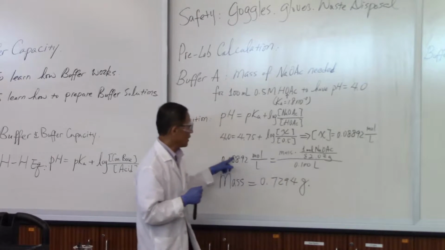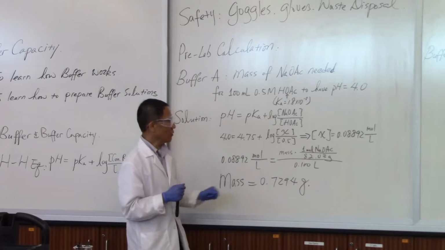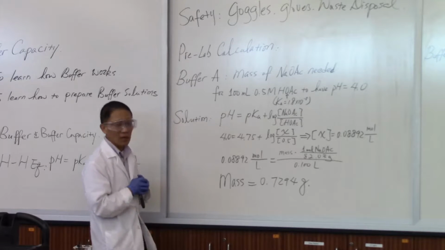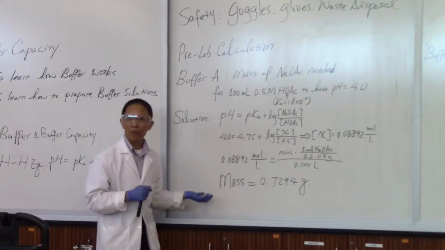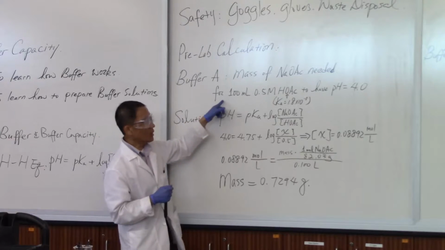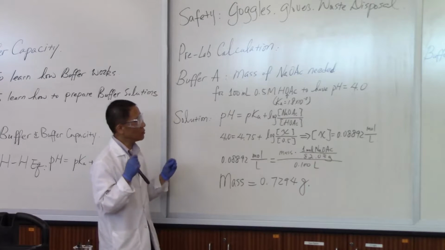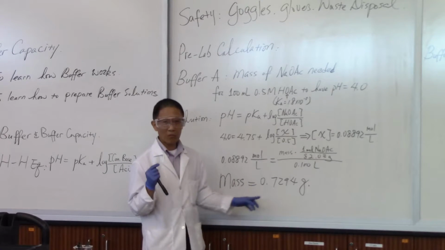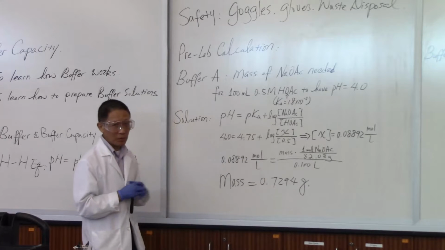So if you look at this particular equation, the only unknown is the mass. And that is what the question is asking you for the pre-lab calculation. For buffer A, how many grams of sodium acetate do we need? Well, for 100 milliliter of the 0.5 moles per liter acetic acid, we need 0.7294 grams.